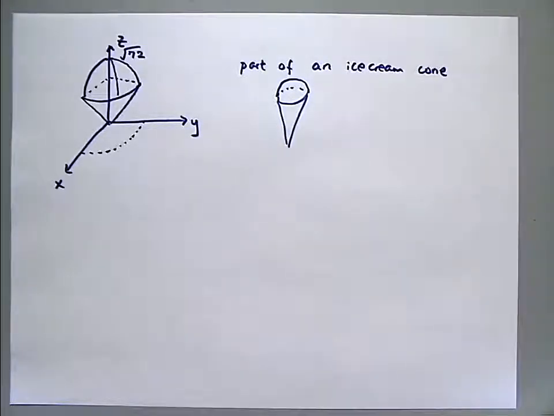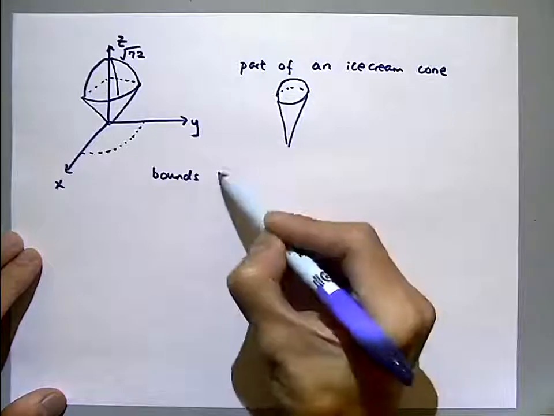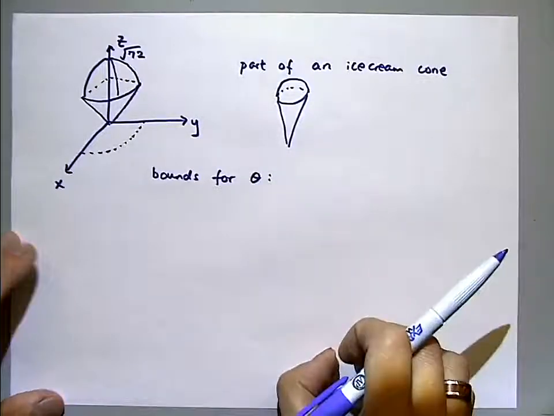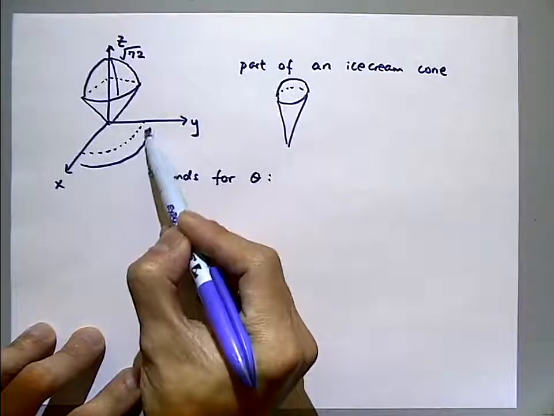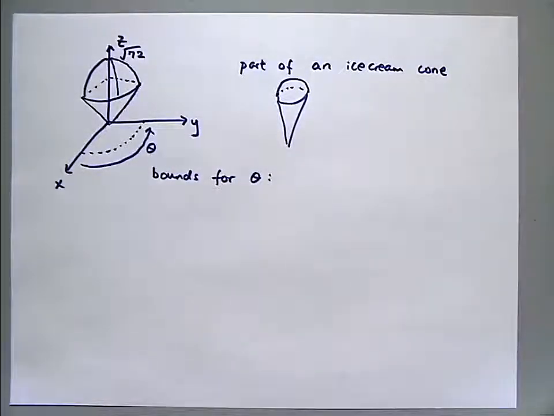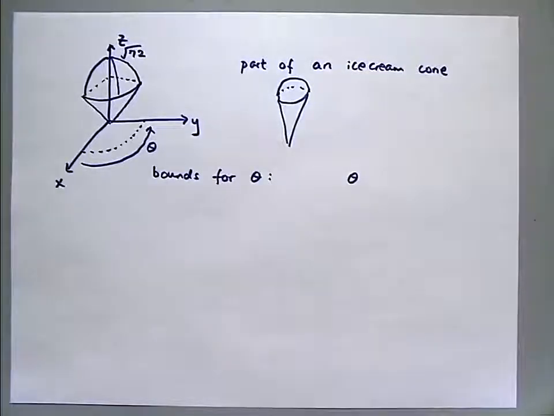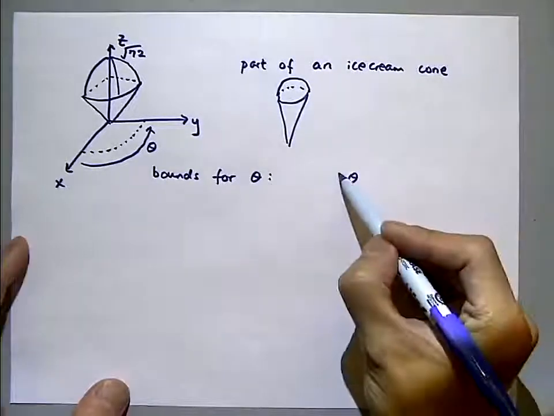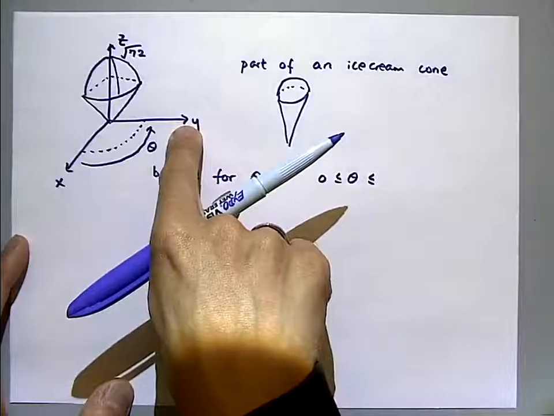Okay, now we need the bounds. The easiest one here is to figure out the theta angle. Theta goes from here to here, right? Theta is the angle on the xy plane. We have a quarter of an ice cream cone sitting on the z-axis. We're trapped in the first octant. So, what do we want theta to be bounded by? 0 to pi over 2.